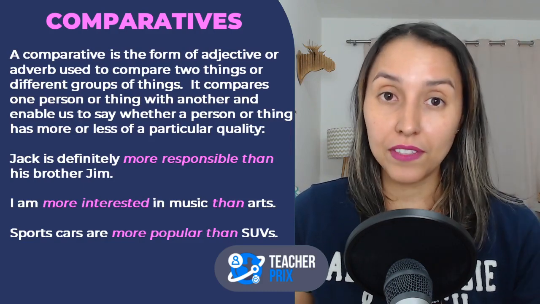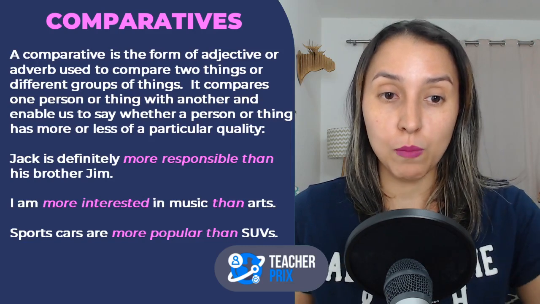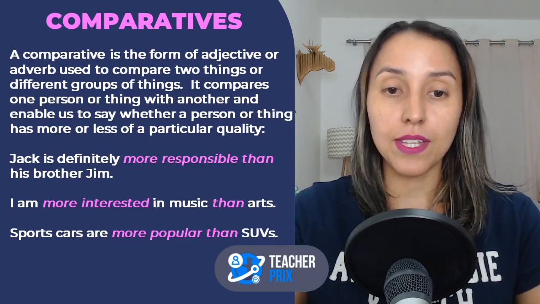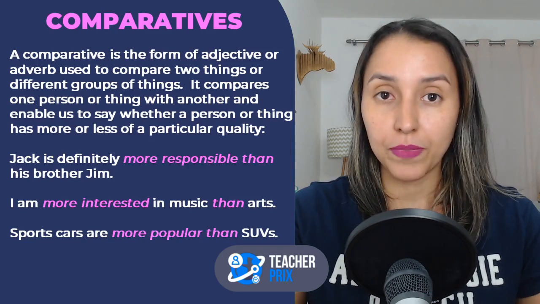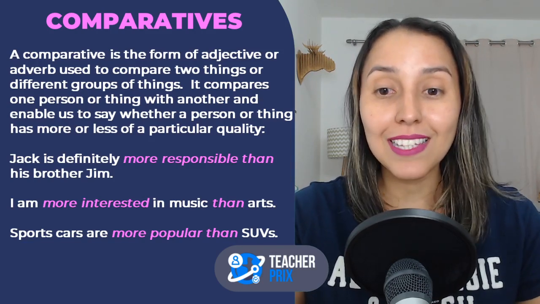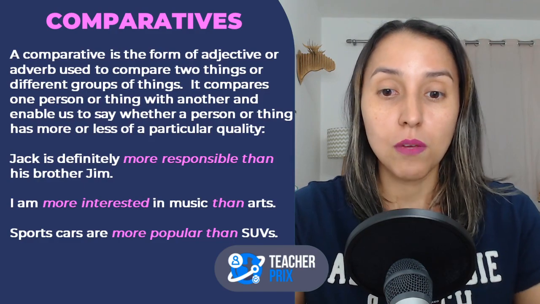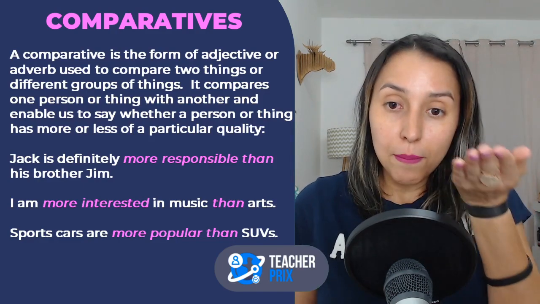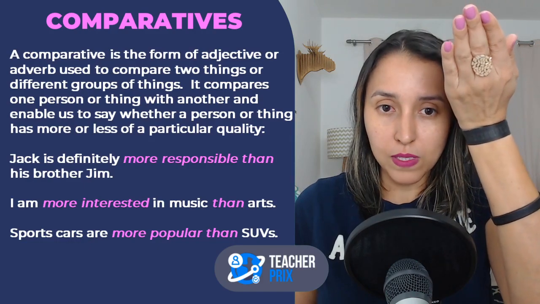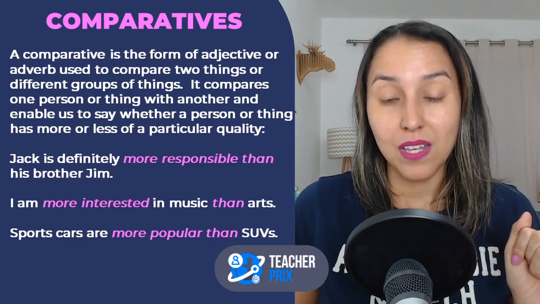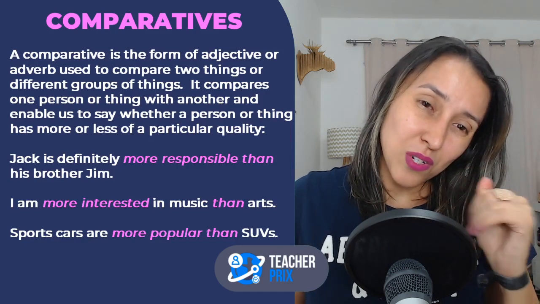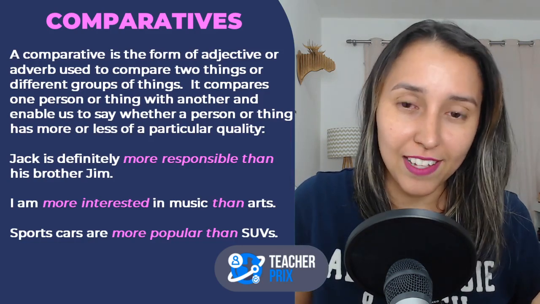Jack is definitely more responsible than his brother Jim. Now, what's the idea here? There are two brothers, Jack and Jim. Now I'm going to analyze these two brothers' personality and characteristics. And I want to say that Jack is more responsible than Jim. So this means that Jim is less responsible than Jack.